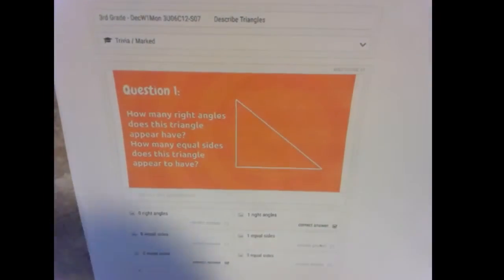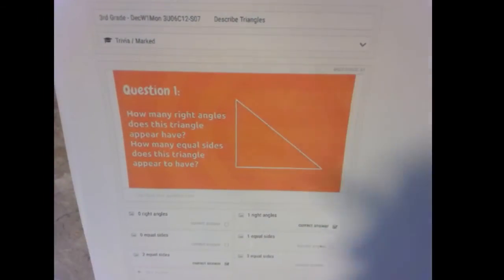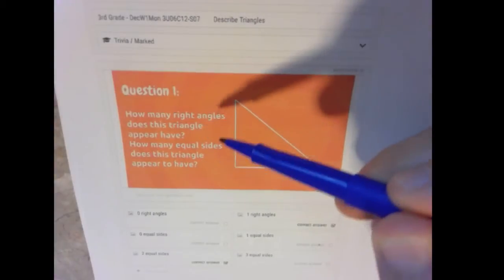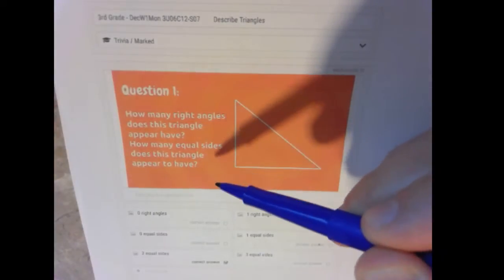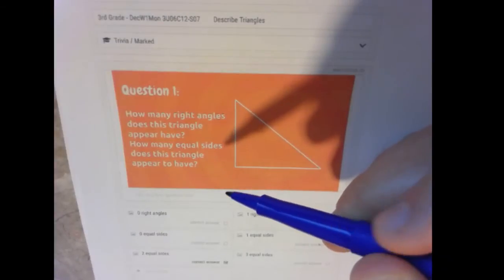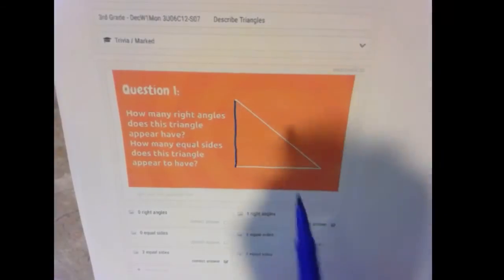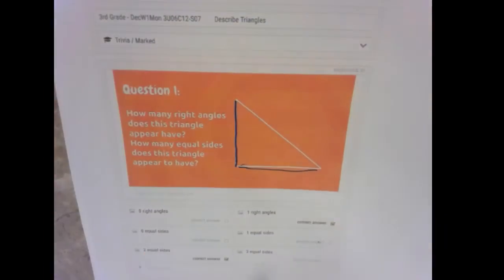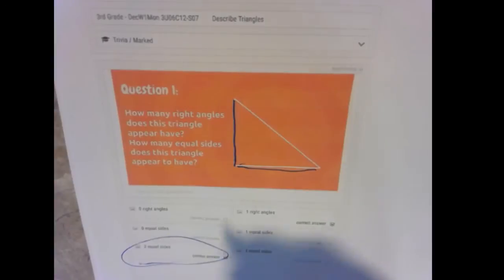So we are learning about triangles. And this question asks, how many right angles does this triangle have? And then how many of the sides appear to be equal? So it looks like this side is about the same as this side. So we could say there's two equal sides.